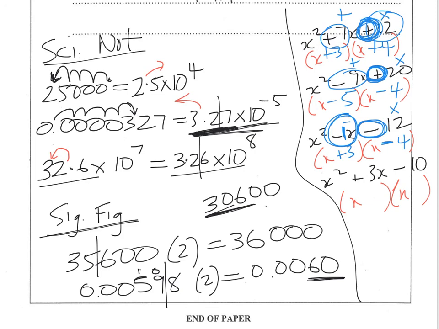And finally, give me two numbers that times together give you 10, and subtract to give me 3. Well, that's got to be 5 and 2. And because it's positive 3, it needs to be positive 5 and negative 2.